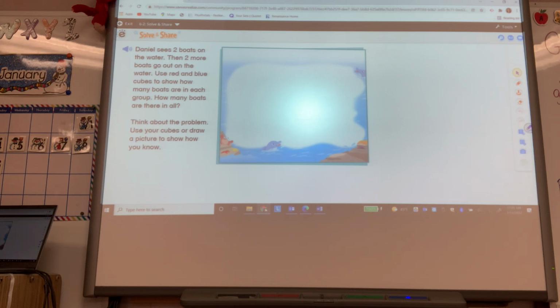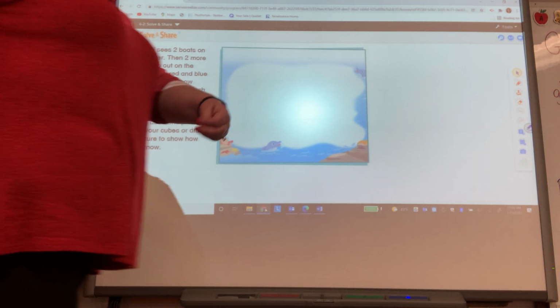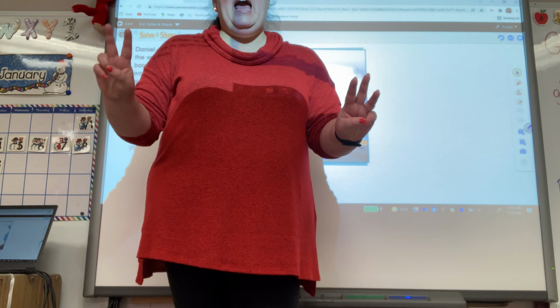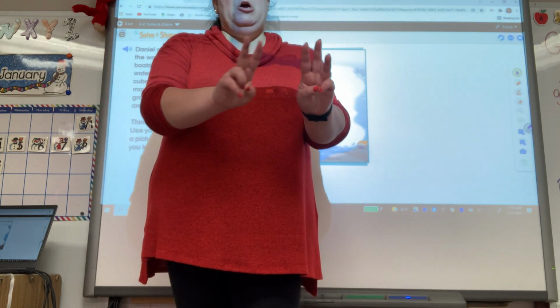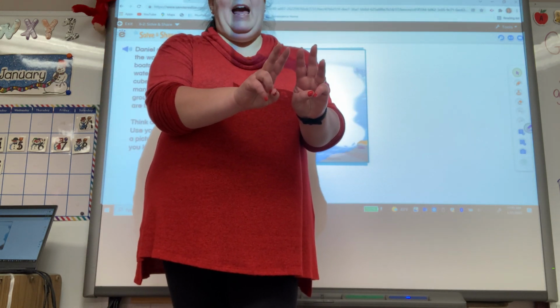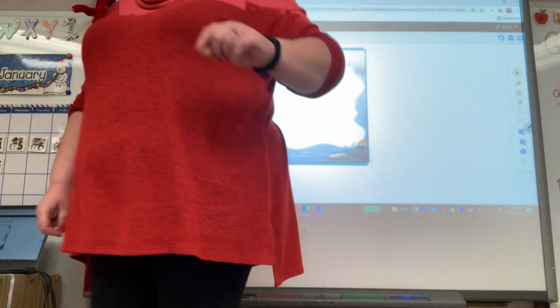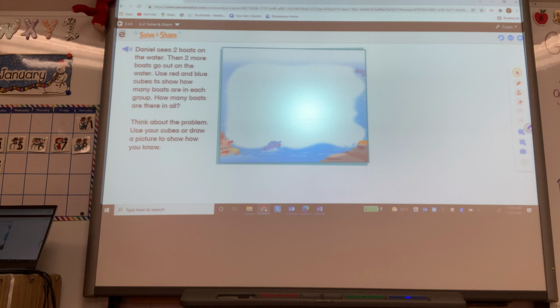Yesterday, we started talking about addition. Remember we said if I had 3 fingers, held up 3 fingers, and then held up 2 fingers, when I put them together, I have 1, 2, 3, 4, 5 fingers all together, okay? So that means 2 plus 3, or 3 plus 2 equals 5.